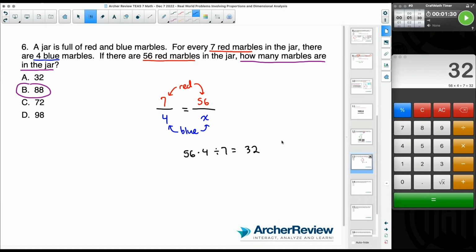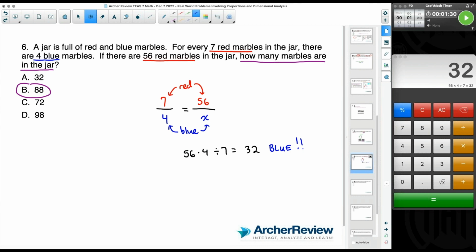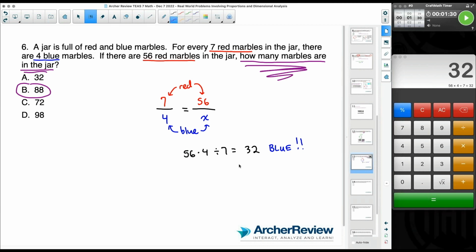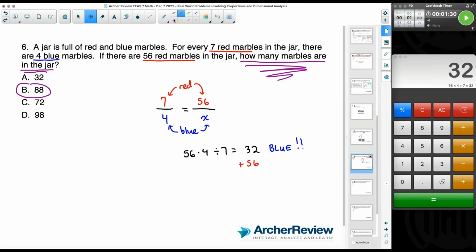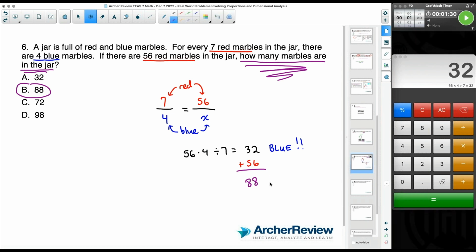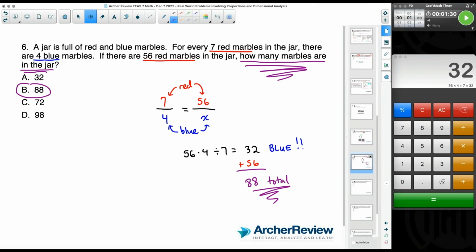But this is just 32 blue. But the question says, how many marbles are there? So we have to add on the 32 blue plus the 56 red, and we're going to get 88. And essentially, this is the total. That's what this question's asking for. Tricky, tricky, tricky. Read the question very carefully.